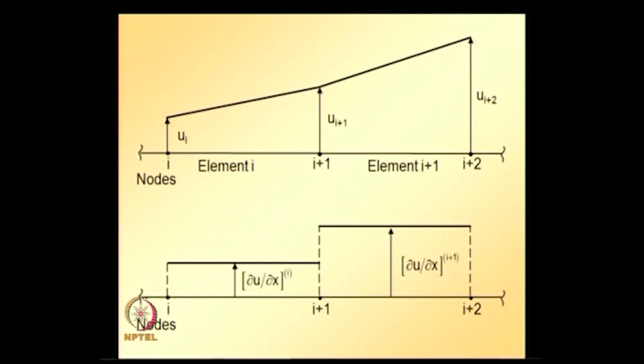And now the derivatives of this trial solution, the first derivatives, are shown here. If you see, the trial solution is linear in each element and continuous across element boundaries. So this is what is called piecewise linear, piecewise continuous, whereas the first derivative of the trial solution is discontinuous along the element edges and is constant in each element.